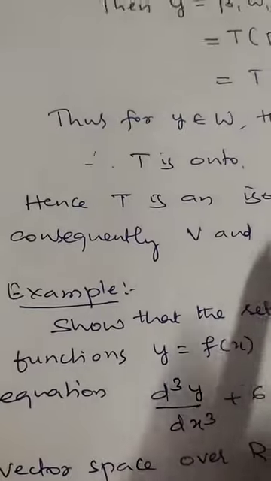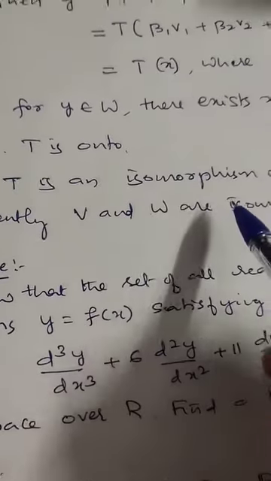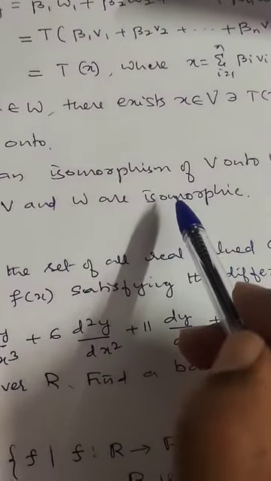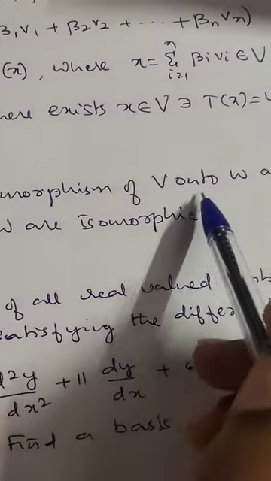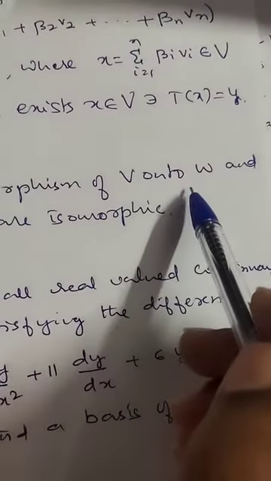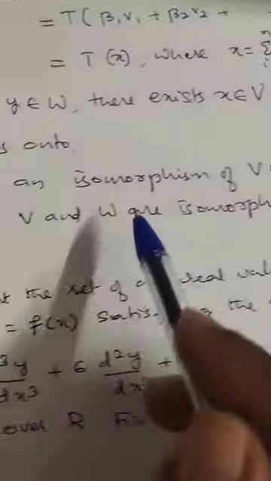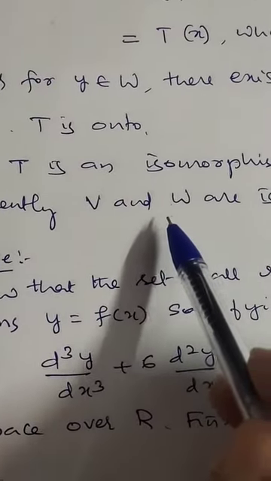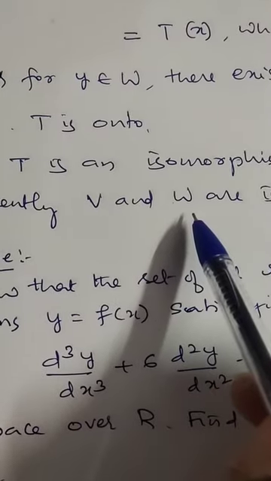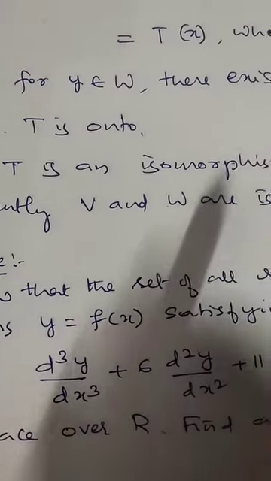Now we have shown T is an isomorphism, as well as T is 1-1 and onto. Thus T is an isomorphism of V onto W. T is an isomorphism of V onto W means V and W are isomorphic to each other.